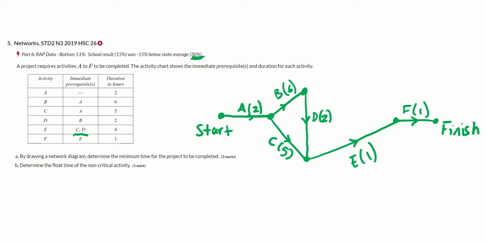Oh, actually, no, we're not finished yet. Determine the minimum time for the project to be completed. So now we go through, do our ESTs, our LSTs, and the minimum time for the project to be completed, remember, is the EST of the final box. So go ahead and give that a go.